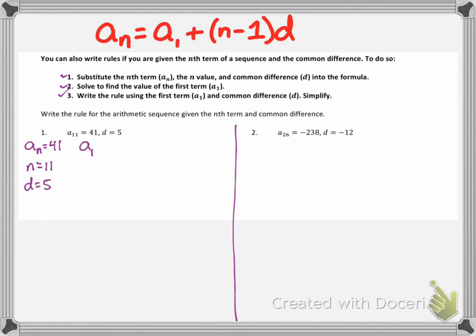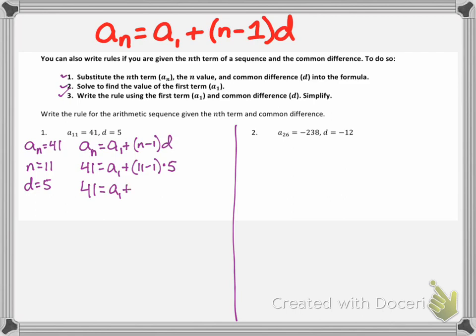So I'm going to go ahead and write out our formula, and let's plug in what we know. So 41 goes into the a sub n spot because we actually know what that is. We don't know a sub 1. That's what we're trying to find. We're given the 11th term and that the common difference is 5. So now it's just a matter of, you could probably do this in a couple less steps PEMDAS-wise, but that's just your personal preference.